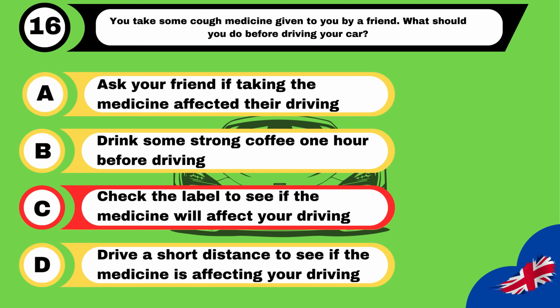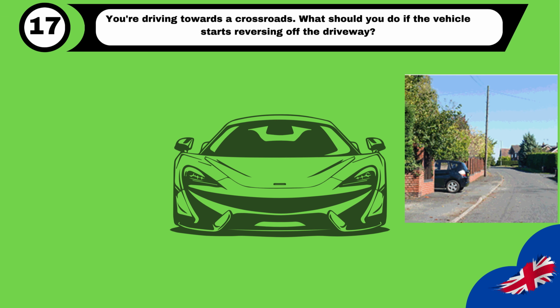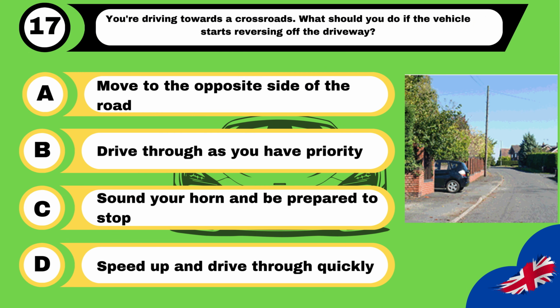The answer is C. Check the label to see if the medicine will affect your driving. Question 17. What should you do if the vehicle starts reversing off the driveway? A. Move to the opposite side of the road. B. Drive through as you have priority. C. Sound your horn and be prepared to stop. D. Speed up and drive through quickly.